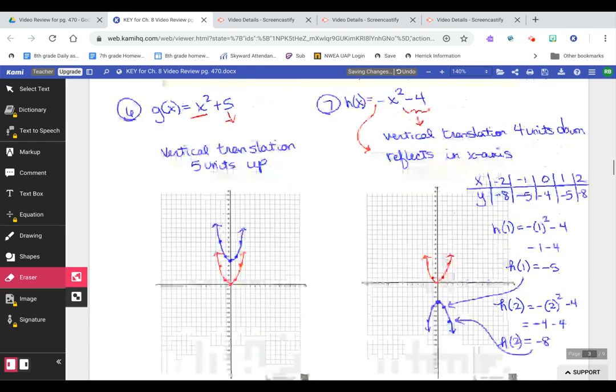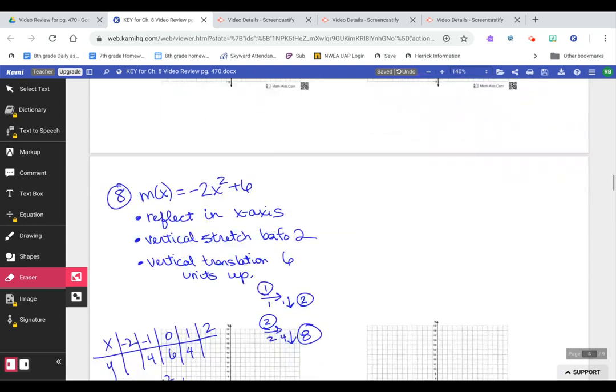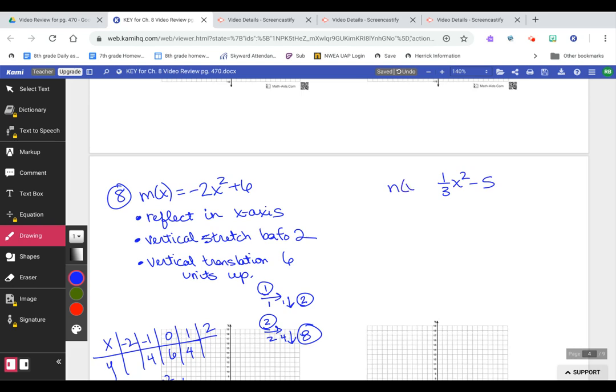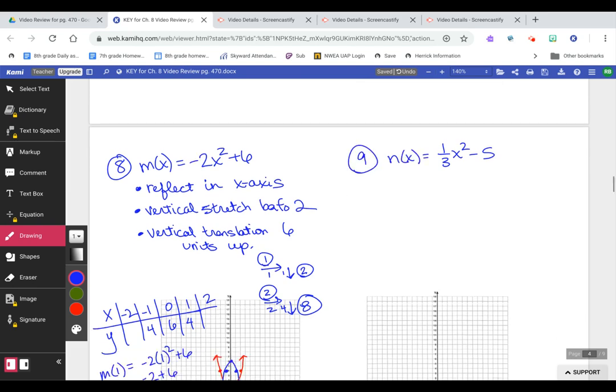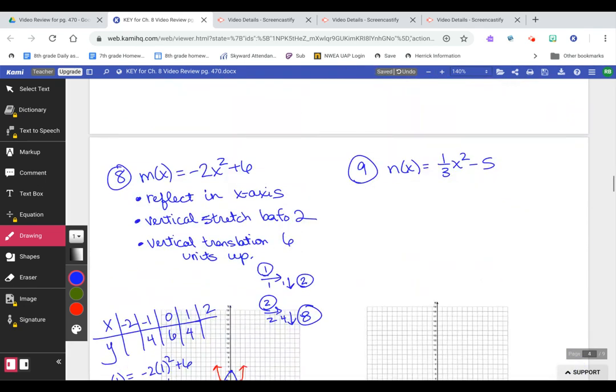Okay, last one for this video, for this section, n of x is equal to 1/3 x squared minus 5. So we only have two things happening. Let me just make sure I wrote it down correctly. We have an a of 1/3. So we have a vertical shrink by a factor of 1/3 and a vertical translation 5 units down.